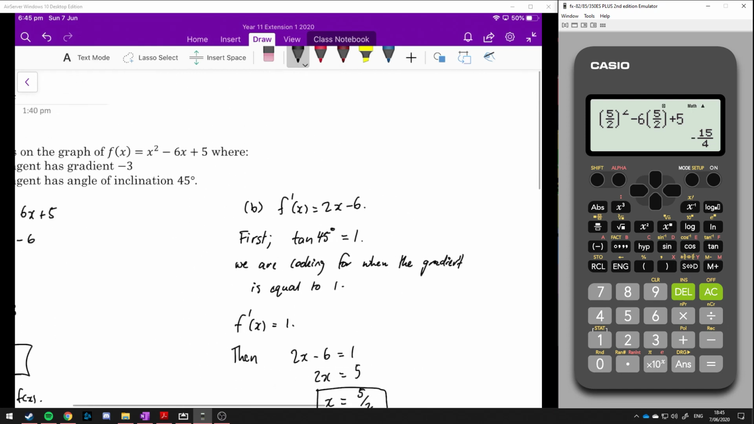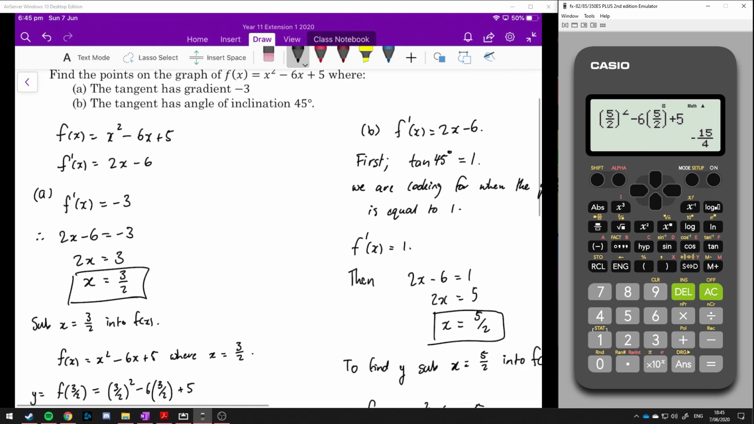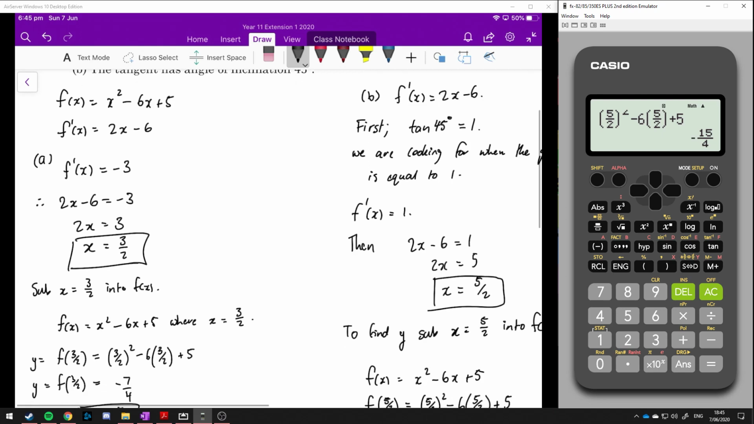So what we're going to be doing next is having a look at tangents and normals to a curve, for the tangents and the normals. So I'll see you in the next one.